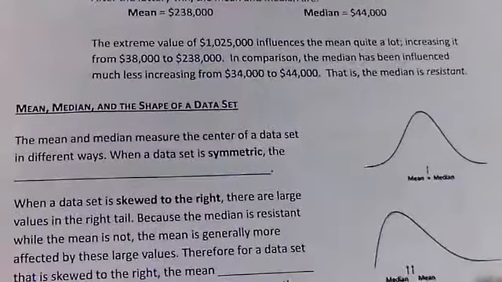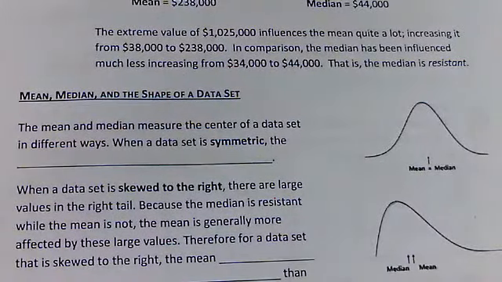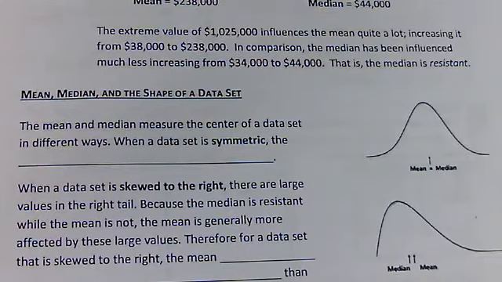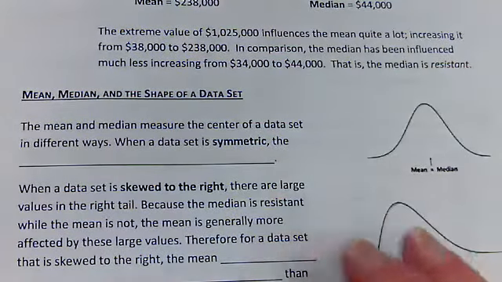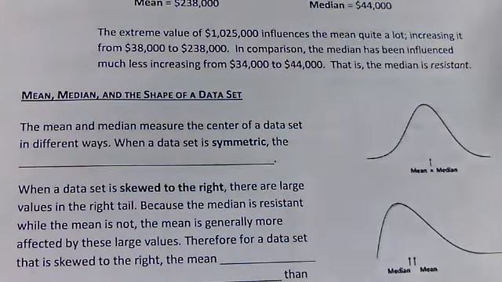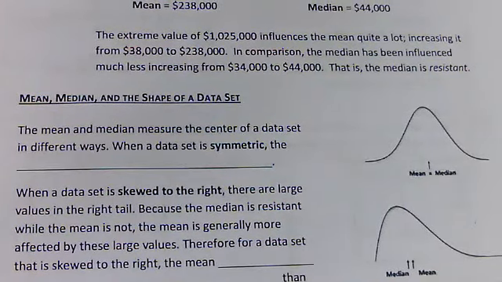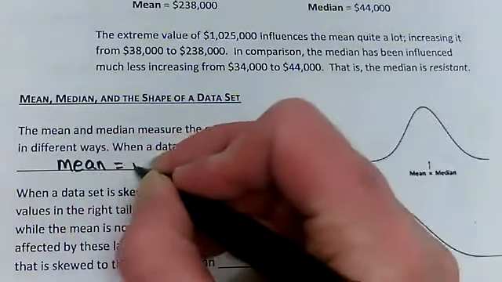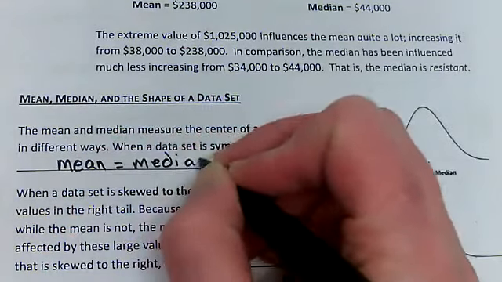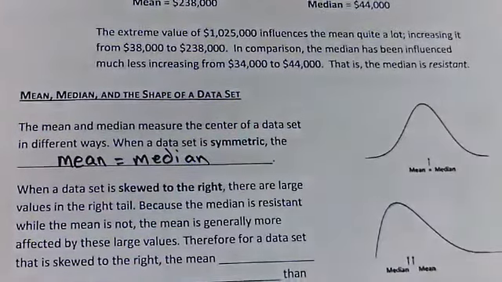So the mean and the median measure the center of a data set in different ways. When a data set is symmetrical, so everything is pretty centered, basically the mean and the median are about the same. They're going to be the same center.